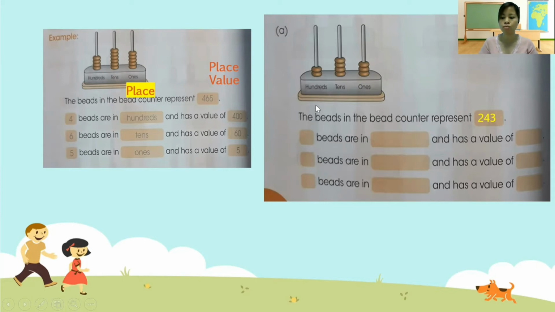So for 2 beads, which are in the hundreds, the value is 200. For the tens, we have 4 beads, which is in tens. So therefore, its value is 40. And then we have 3 beads, which are in ones. Therefore, it has a value of 3. And that's the representation of 243.